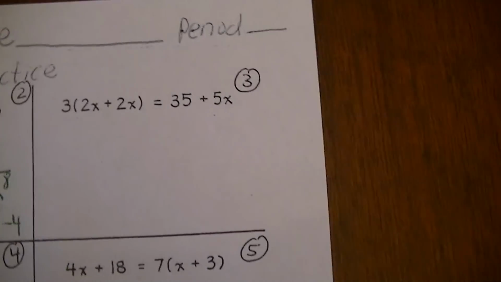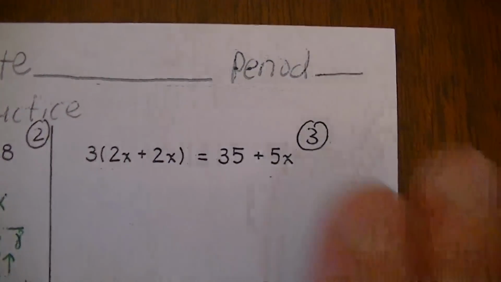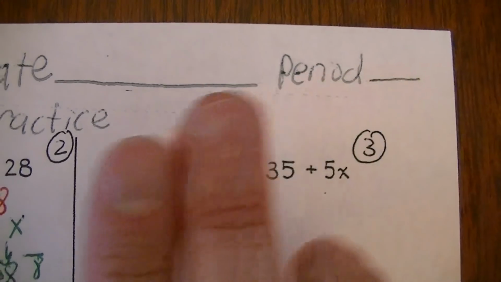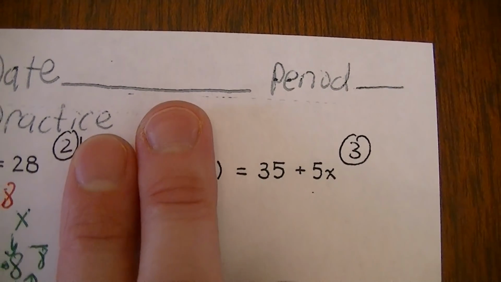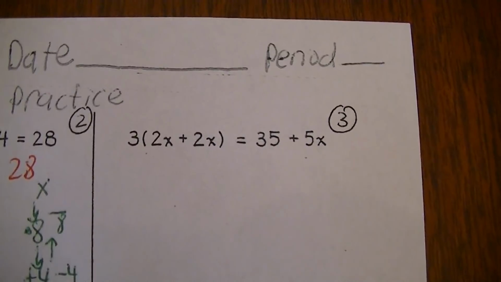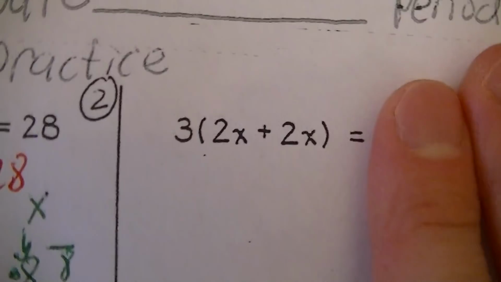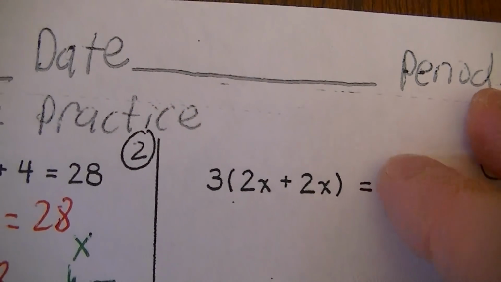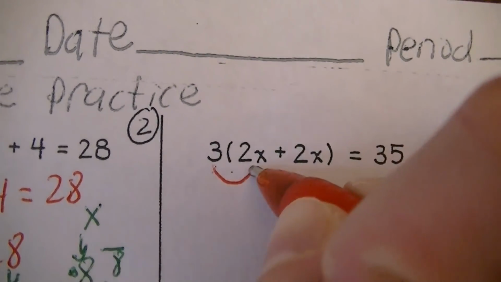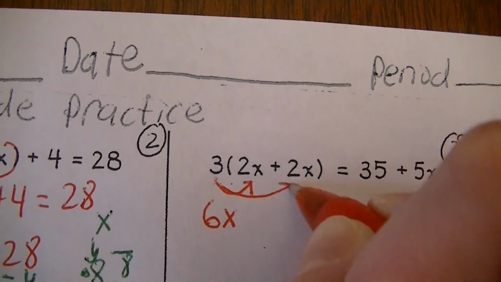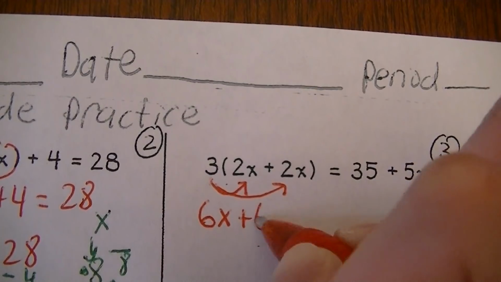Okay, number 3. Now you're going to see that you have variables on one side of the equal sign and on the other side of the equal sign. Now that's something new for you. So what I want you to do is you're going to treat it like you normally would. Let's look at this side, and looks like we'd start out with the distributive property. 3 times 2x is 6x. 3 times a positive 2x is a positive 6x.